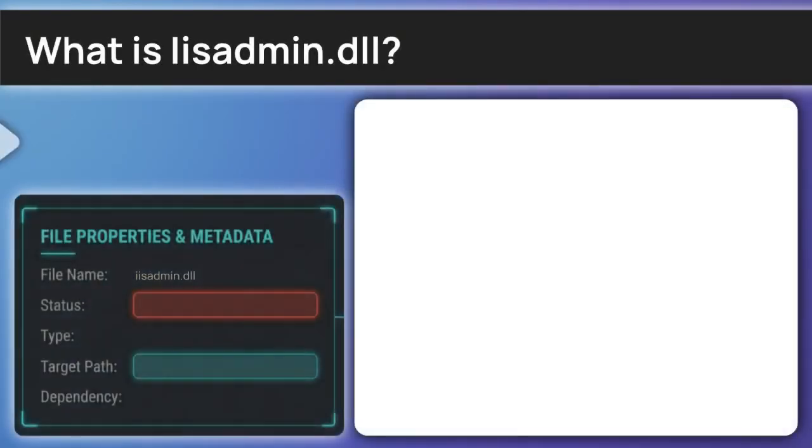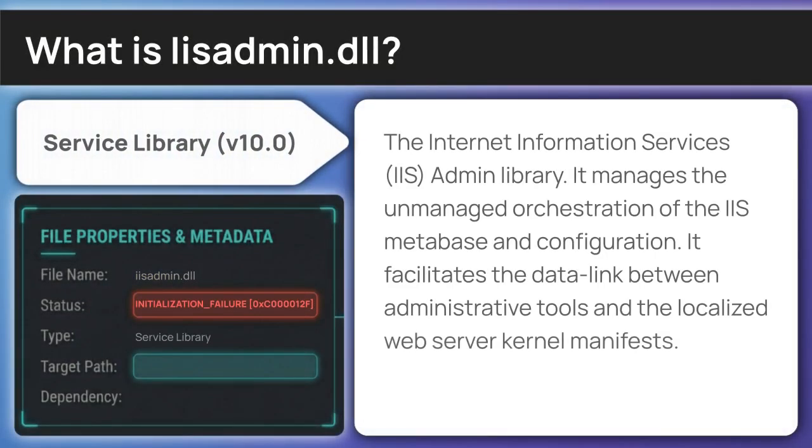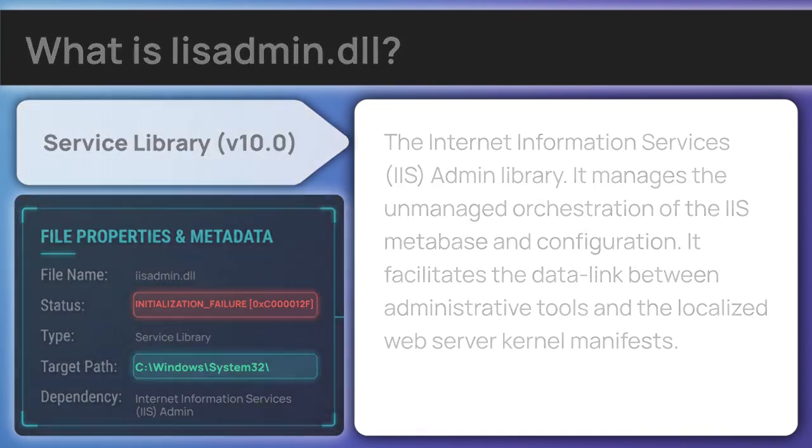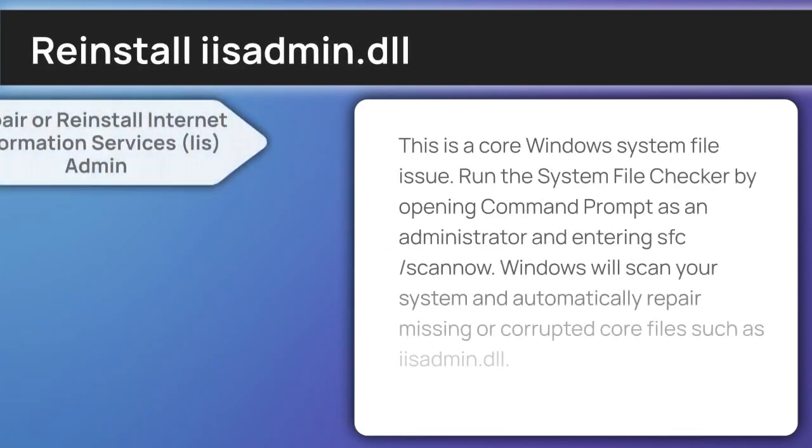This is the IIS Admin Library, the Internet Information Services IIS Admin Library. It manages the unmanaged orchestration of the IIS metabase and configuration. It facilitates the data link between administrative tools and the localized web server kernel manifests. Now that the technicals are covered, let's run the official installer. This is a core Windows system file issue.